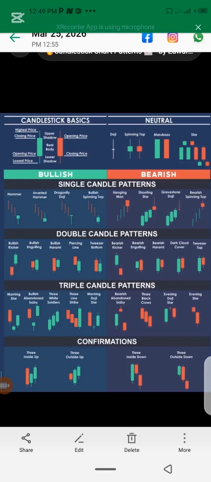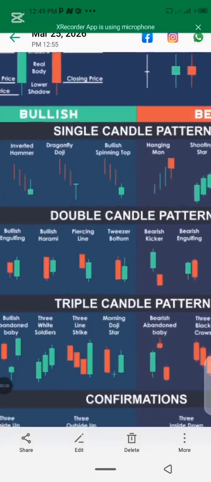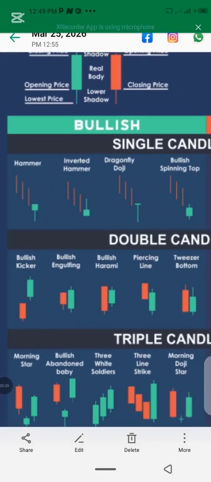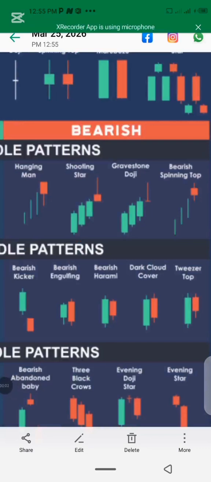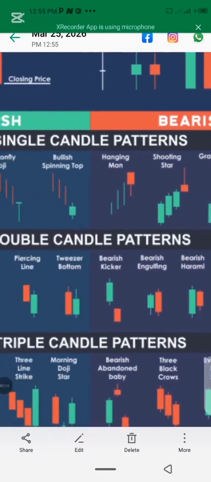Okay, now for the single candlestick patterns, that's where we have the hammer. As you can see, this is the hammer here. Next, we have the inverted hammer, which is this. We have the dragonfly doji, which is the next one. Okay, then we have the bullish spinning top, which is this. Next, we have the hanging man. Next, shooting star. Next, gravestone doji, and the last one, bearish spinning top. Now all these ones are under the single candle patterns.